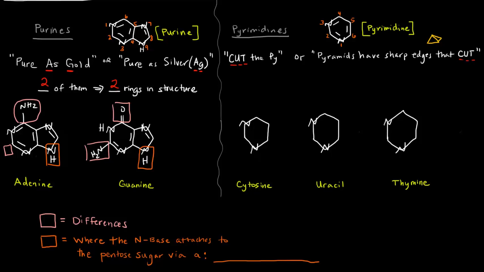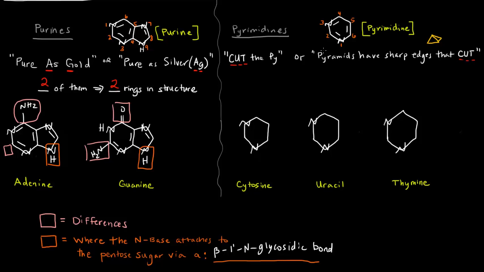Okay, now this orange box is where the nitrogenous base attaches to the pentose sugar via a beta 1'N glycosidic bond. What is that? Well, the sugar itself, the pentose sugar, will be beta at the anomeric carbon, which is the 1' carbon, right? That 1' carbon is connected to this N, hence this N here. So it's a beta 1'N glycosidic bond. This is the nitrogen that the sugar will be attaching to. So that's it for the purines.